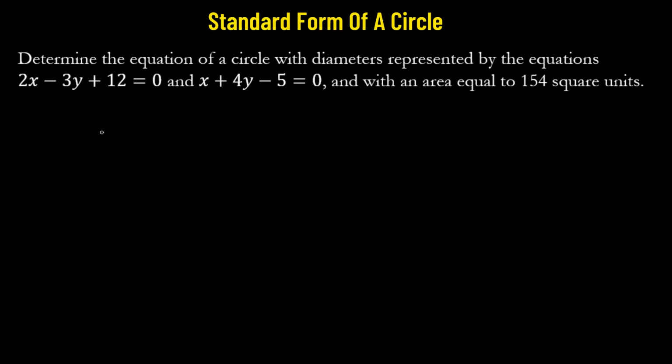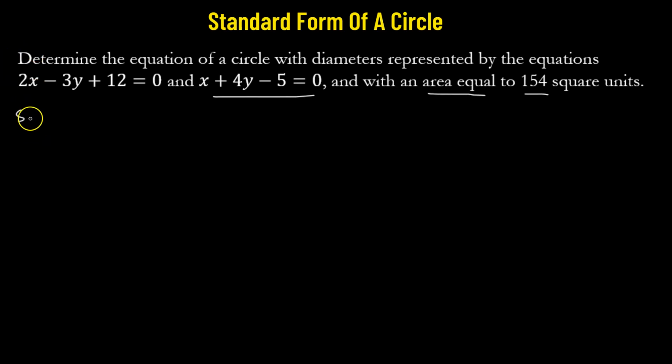So here in this problem, we need to determine the equation of a circle, and it's given that the circle has a diameter whose equation is 2x minus 3y plus 12 equals 0. The equation of the second diameter is x plus 4y minus 5 equals 0. And it's also given that the circle has an area equal to 154 square units. Now, let's find the equation of the circle.